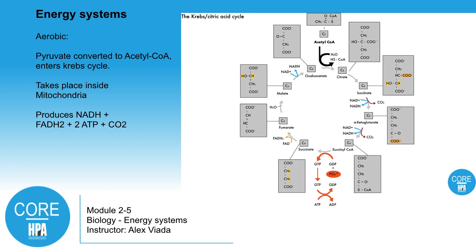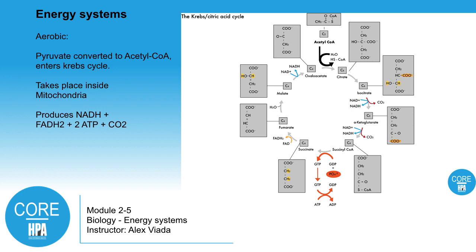The aerobic pathway is significantly more complicated. The aerobic pathway, when there is enough oxygen to serve as a final oxygen acceptor, and we'll see what that means, what happens? Well, pyruvate is converted to a compound called acetyl-CoA, which is at the very top of this cycle. Now, this takes place inside the mitochondria. It is important to note that anaerobic fermentation does not take place in the mitochondria. It takes place in the cytosol of the cell.